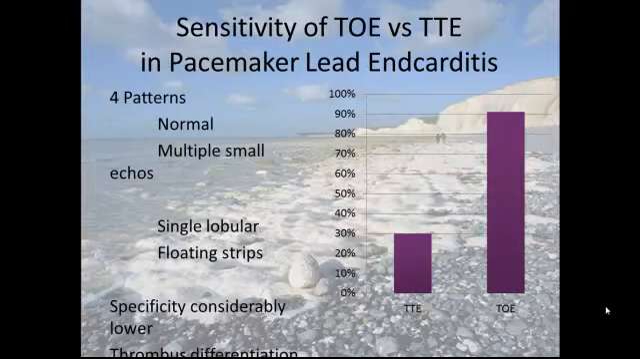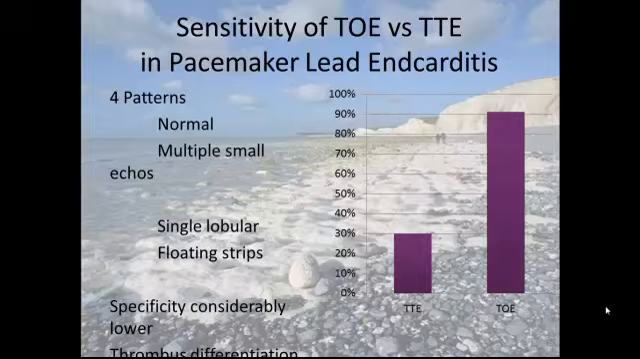Moving now to the second set of symptoms, which is the second syndrome, which is pacemaker lead endocarditis. And here we see a rather different pattern. The evidence is quite clear that transthoracic echo is insufficient for diagnosing suspected pacemaker lead endocarditis. And on transesophageal echo, which you must do, there are 4 patterns.